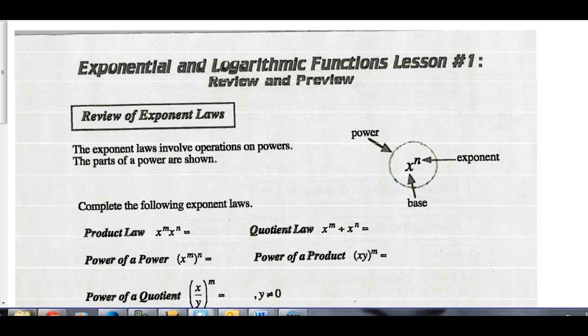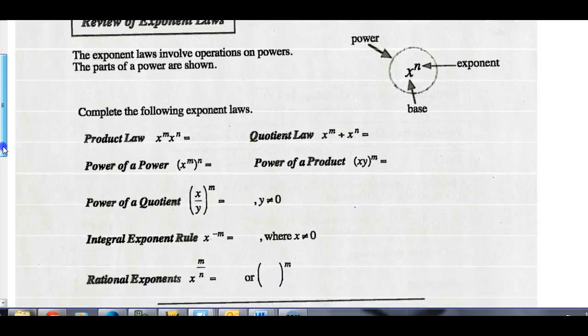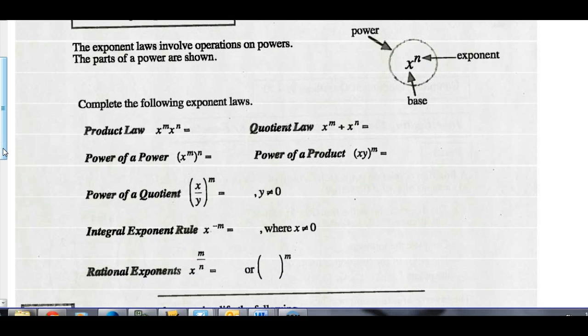So today we're going to start a review of the exponent laws. Something you already know, just have a quick look at it. Have a quick notice that this whole thing is called a power. The exponent is n, the base is x, but the whole thing is called a power. All right.